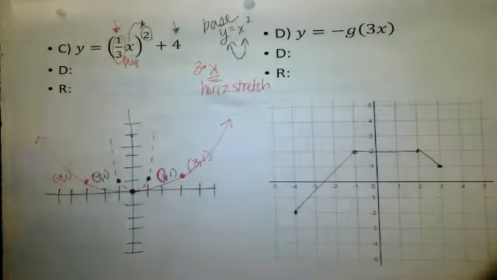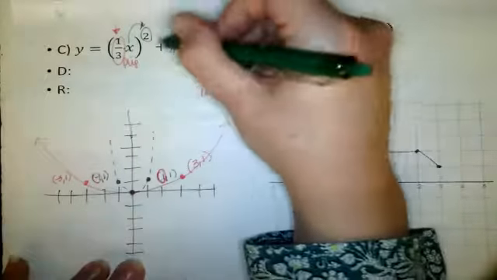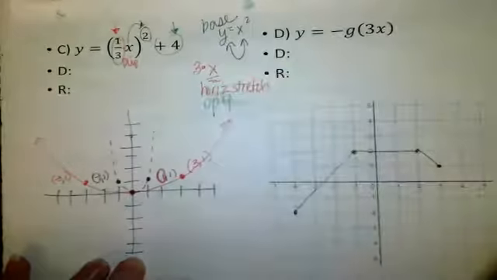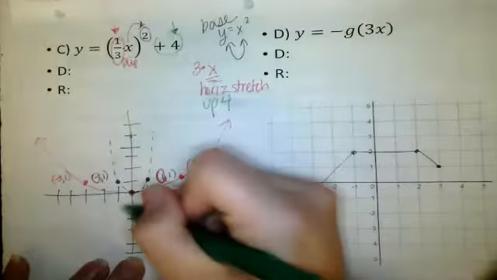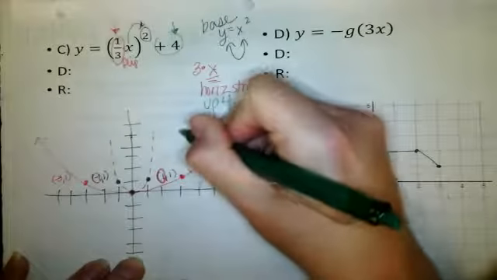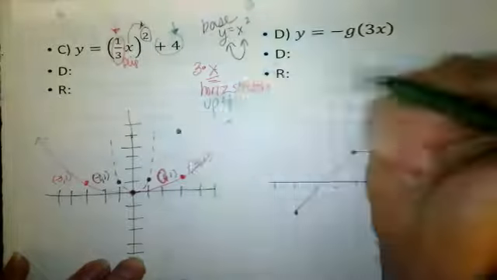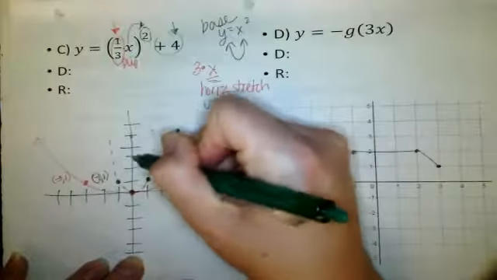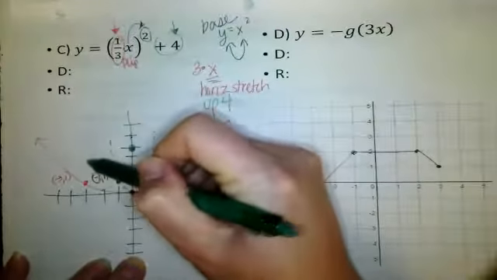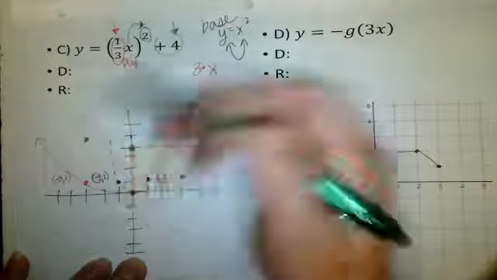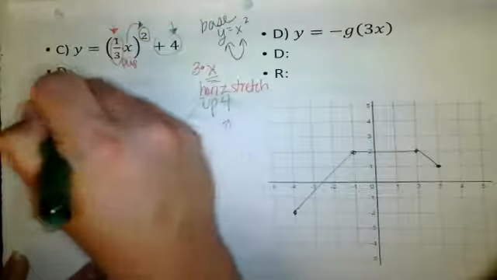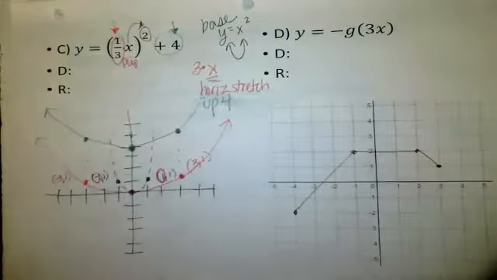And then we can do our last transformation. What does this +4 do? Up 4. And so I'm just going to take my points and count up 4. 1, 2, 3, 4. 1, 2, 3, 4. And 1, 2, 3, 4. And so there's our actual graph, is the green one.